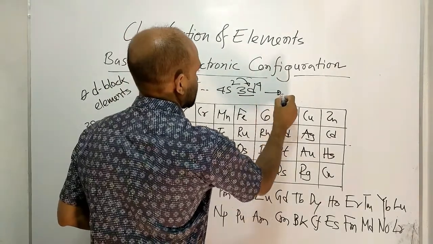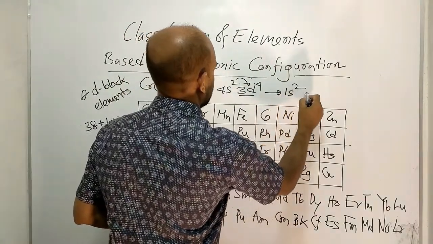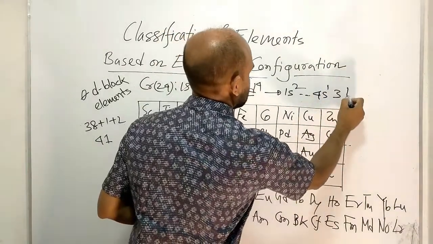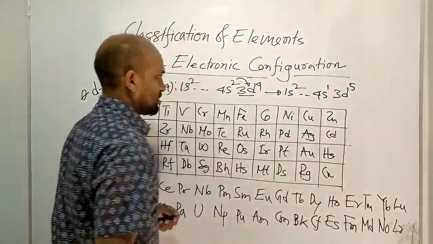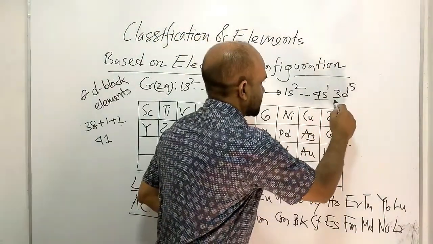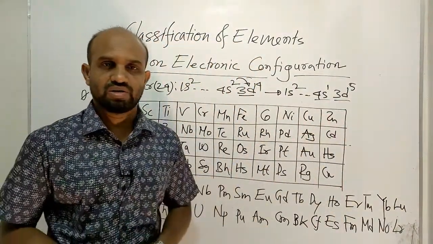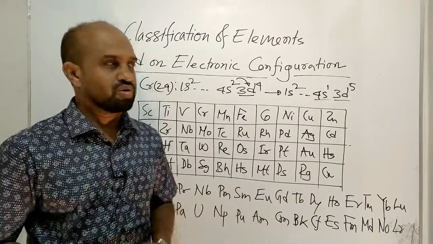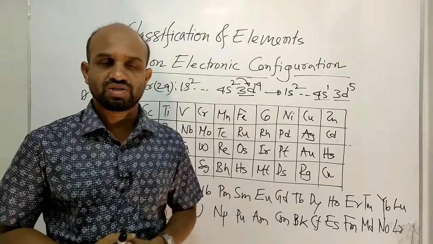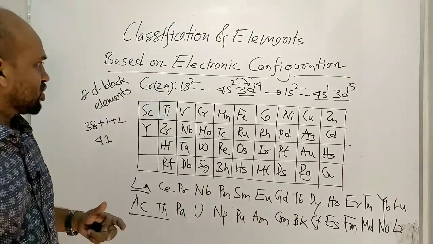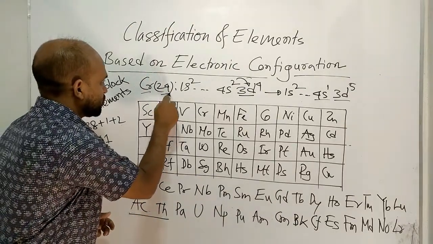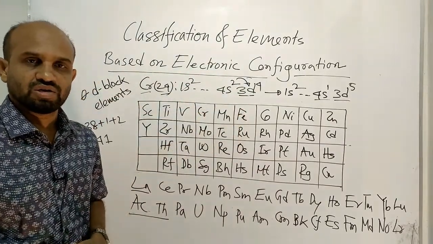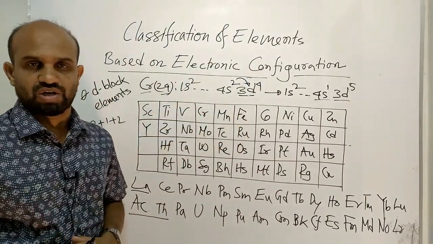Then we will see 1s2, 4s1, 3d5. Now these orbitals are half filled, stable orbitals. To be stable, this kind of rearrangement happens here. However, the 24th electron enters the d orbital. That is why chromium is a kind of d block element.